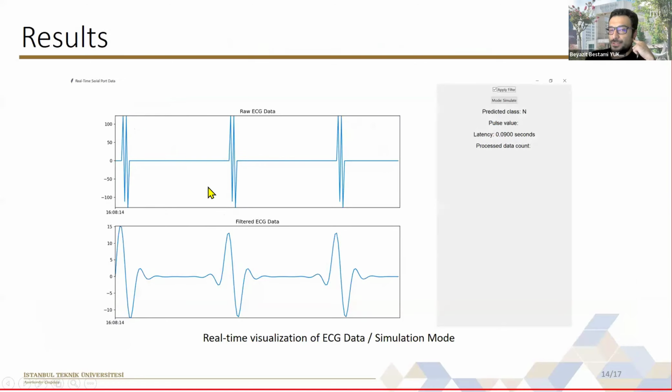So these are some of our results. Those are just raw data, that means the lead off. I mean, there is no probe placed on the patient's body. In the lead off mode, the simulation mode, it gives us this continuous signal. It's just a simulation signal. And this is the filtered signal. The board has its own notch filter as hardware, and we designed a software filter, a fourth-order Butterworth filter with high cut and low cut frequencies. We used it and we get a better, clean signal.